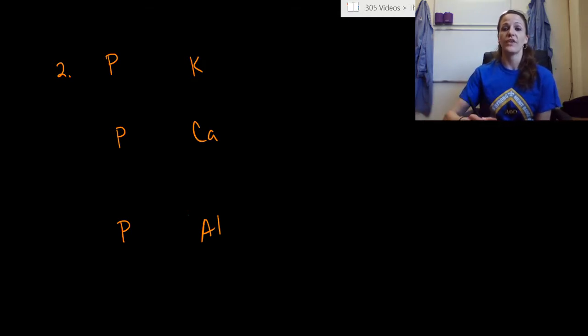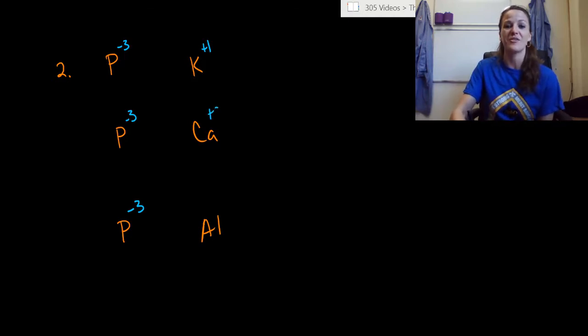The first thing we have to do is figure out what these charges are on our cations and anions. So let's look at phosphorus first. Phosphorus is located in group 5, directly under nitrogen, so all three of these phosphoruses are going to have a -3 charge. Now, potassium is also an alkali metal, so it's in group 1. This will have a +1 charge. Calcium is an alkaline earth metal, so that's going to have a +2 charge. And then aluminum is in group 3, so this just has a +3 charge.